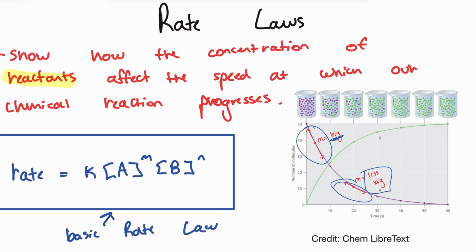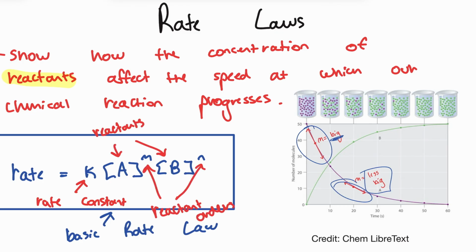And so the equation I've written here is the basic blueprint for our rate law. The rate at which our reaction progresses is equal to k, that is our rate constant, times the concentration of our reactants, A and B. Remember, we're only doing reactants in a rate law, raised to the m and n respectively. And m and n are known as our reactant orders.